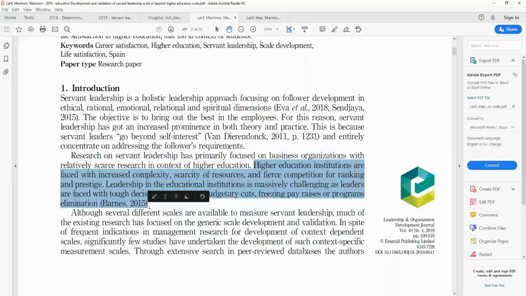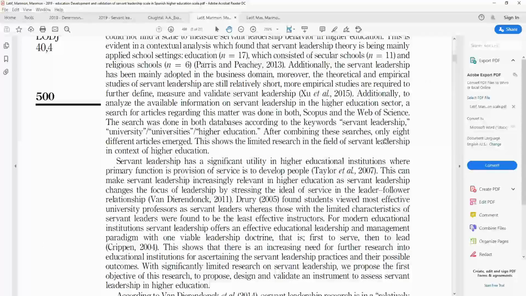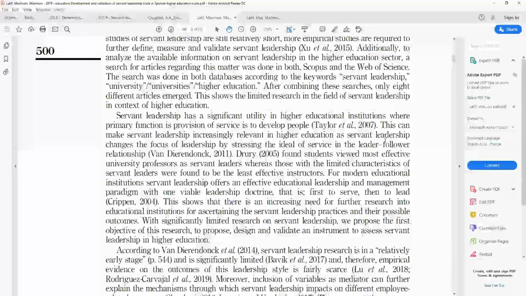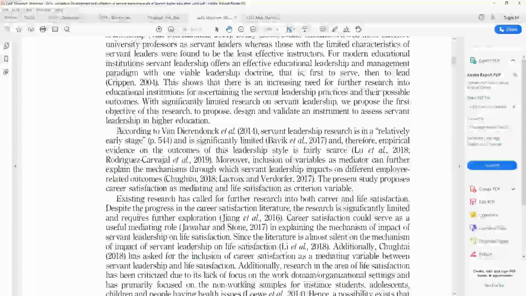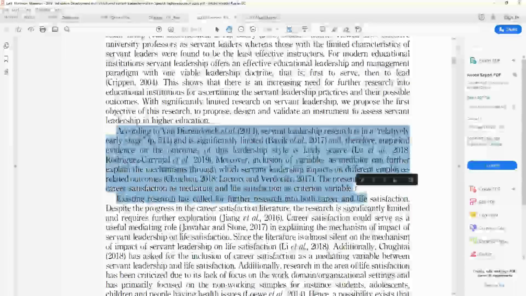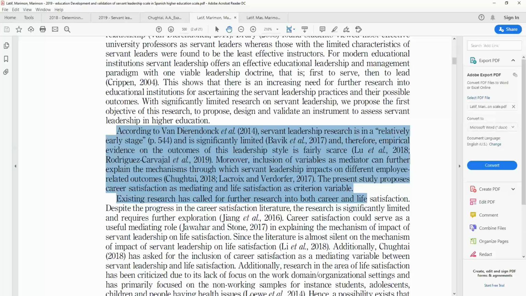You are expressing why this research is important. Now, going further, see this paragraph again talking about the gaps. So this is how you express the gaps or limitations in existing research.